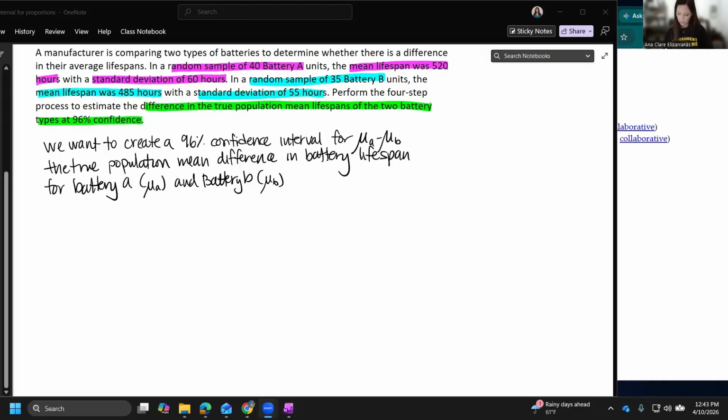So now, after we've done our state, we want to plan by checking our conditions. The first thing that we need to look at is, was it random? Well, we said random sample battery A, random sample battery B. So for random, both battery A and B were randomly sampled.